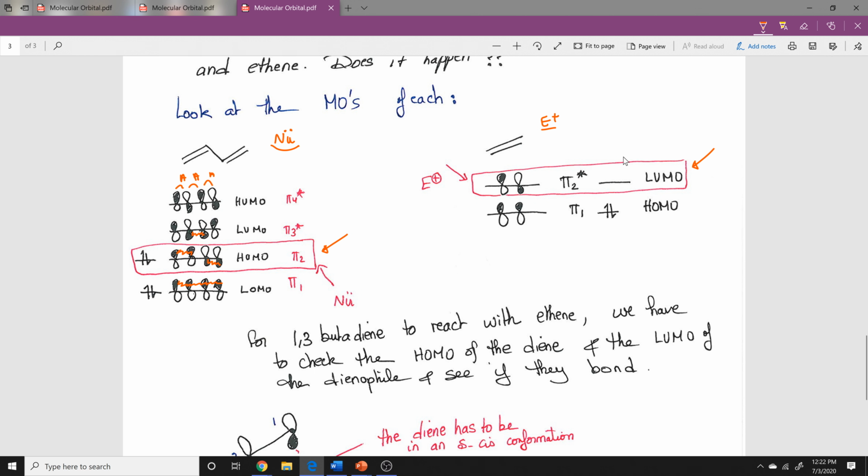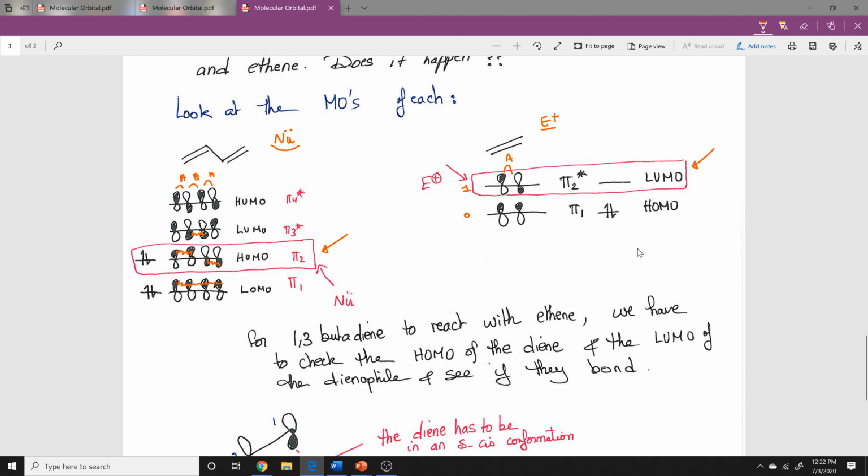Now, for the electrophile, I would need to pick my lowest unoccupied molecular orbital. With the lowest unoccupied molecular orbital, you don't have an interaction between the p lobes in there, so you have an anti-bonding state. So you go from a 0 node to 1 node in here, okay?